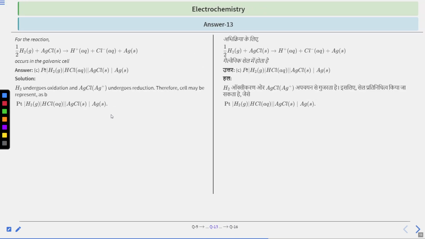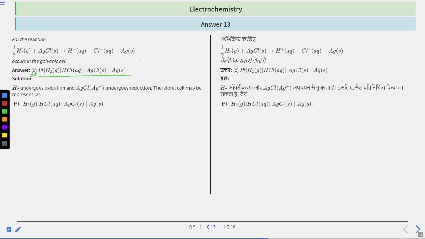Okay, so let's see the correct answer. That is option C. So this representation of the cell for the reaction in the question is the correct one. H2 hydrogen undergoes oxidation and AgCl, or you can say Ag positive, undergoes reduction. Therefore, the cell may be represented as platinum, H2, HCl, salt bridge, AgCl, Ag. H2 is undergoing oxidation, so it will be on the left hand side, and Ag positive is undergoing reduction, so it will be on the right hand side. This will be the correct representation of the cell. Thus option C, having the correct representation, is the correct answer for this question.